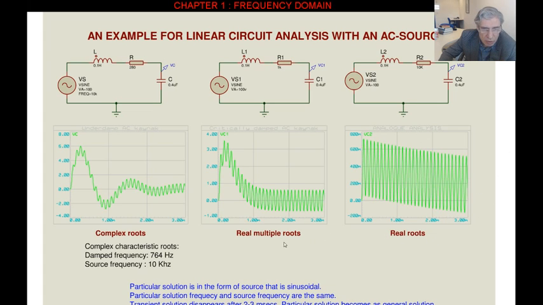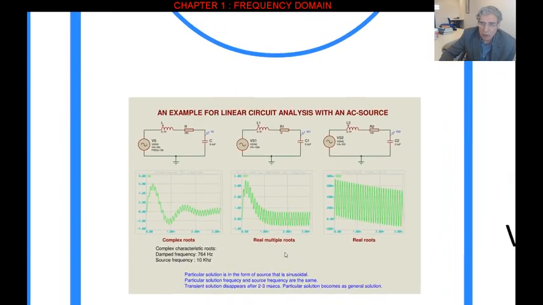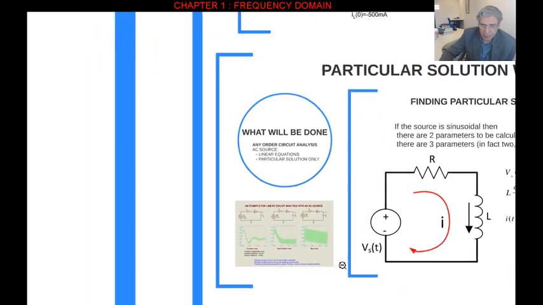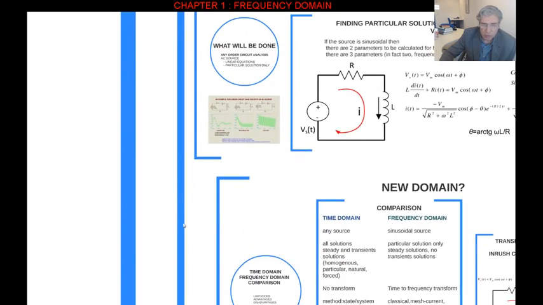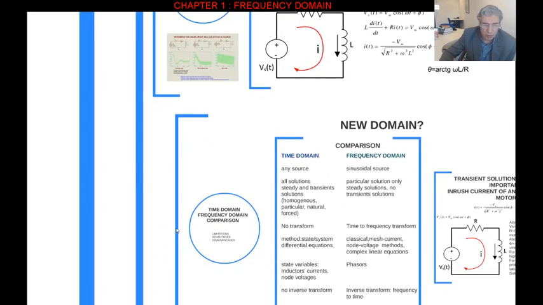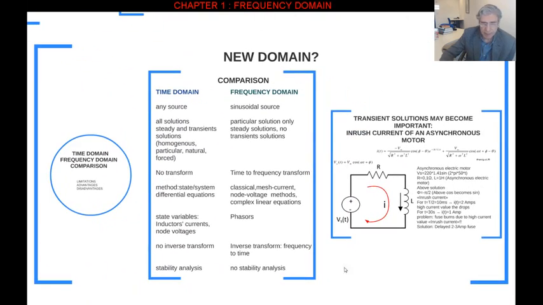So for different types of roots, the transient solution disappears after a few seconds, and then we're going to observe only the particular solution. That's why calculation of the particular solution might be enough for us. So let's come to the new domain business now.